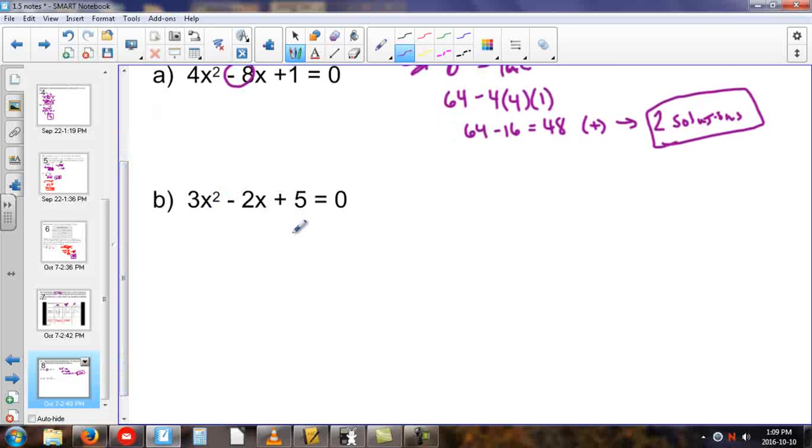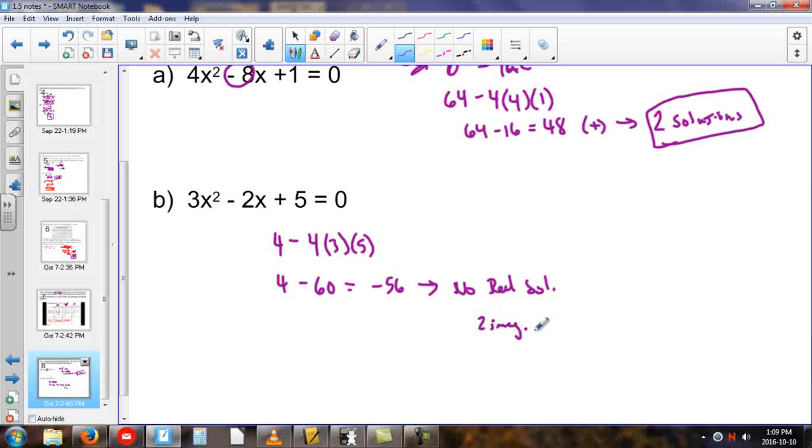Down here, if I do it again, b squared would be 4 minus 4 times a, which is 3, times c, which is 5. This is 4 minus 12. 4 times 3 is 12, times 5 is 60. This turns out to be negative 56. Now, because this is negative, I will have no real solutions. What I have are 2 imaginary solutions. Okay? So if it had been 0, we decided we had 1 real solution.